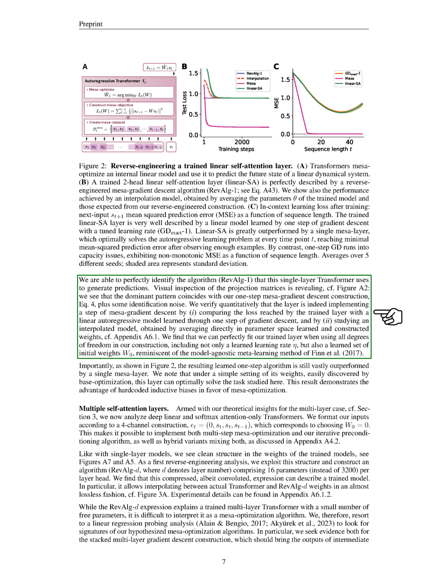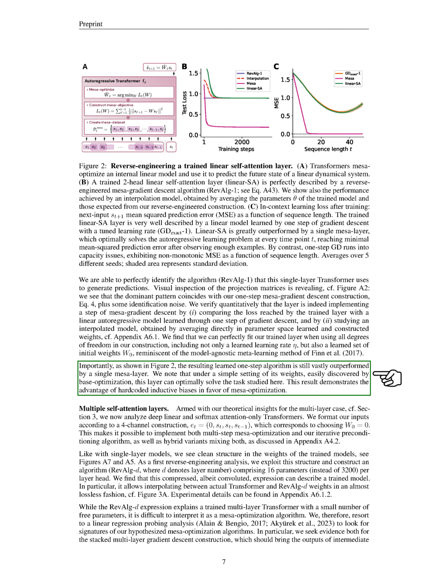We confirm that the layer is indeed implementing a step of mesa gradient descent by comparing the loss reached by the trained layer with a linear autoregressive model learned through one step of gradient descent. Interestingly, we find that the learned one-step algorithm is still significantly outperformed by a single mesa layer. This suggests that hard-coded inductive biases in favor of mesa optimization can be advantageous.